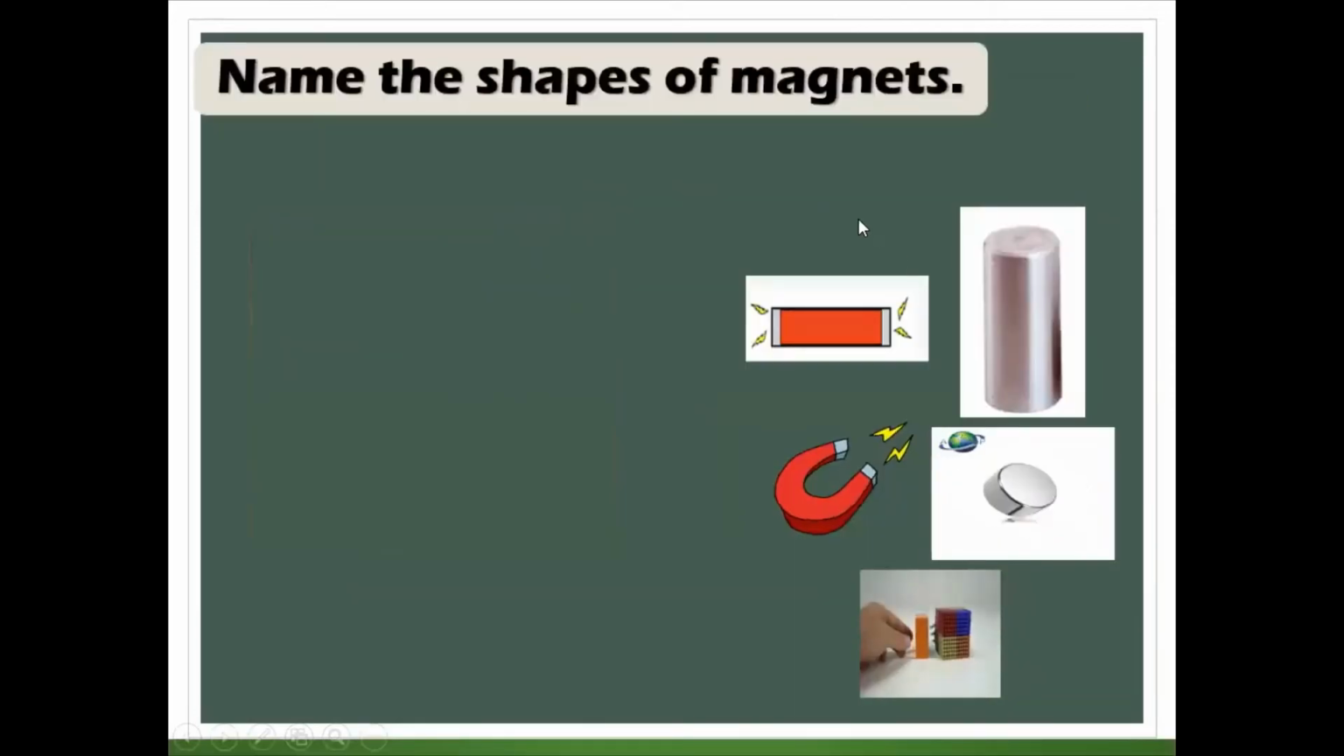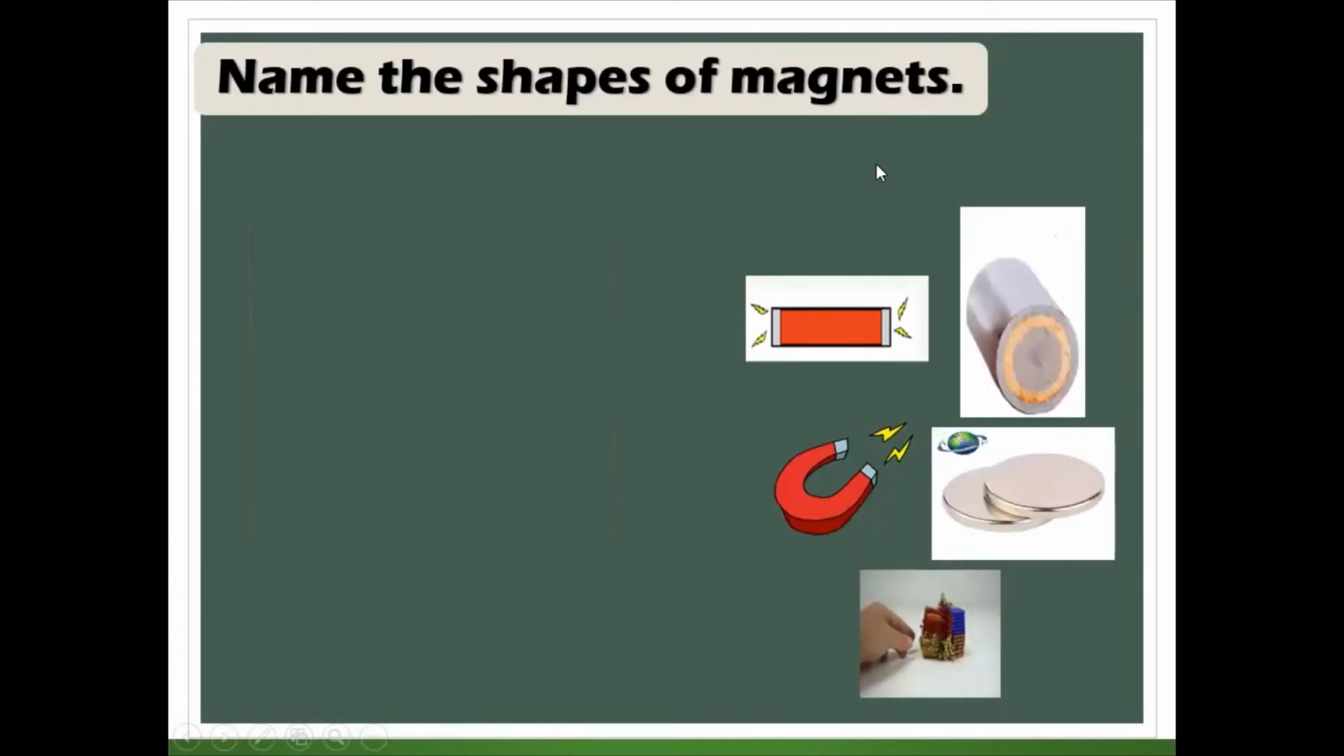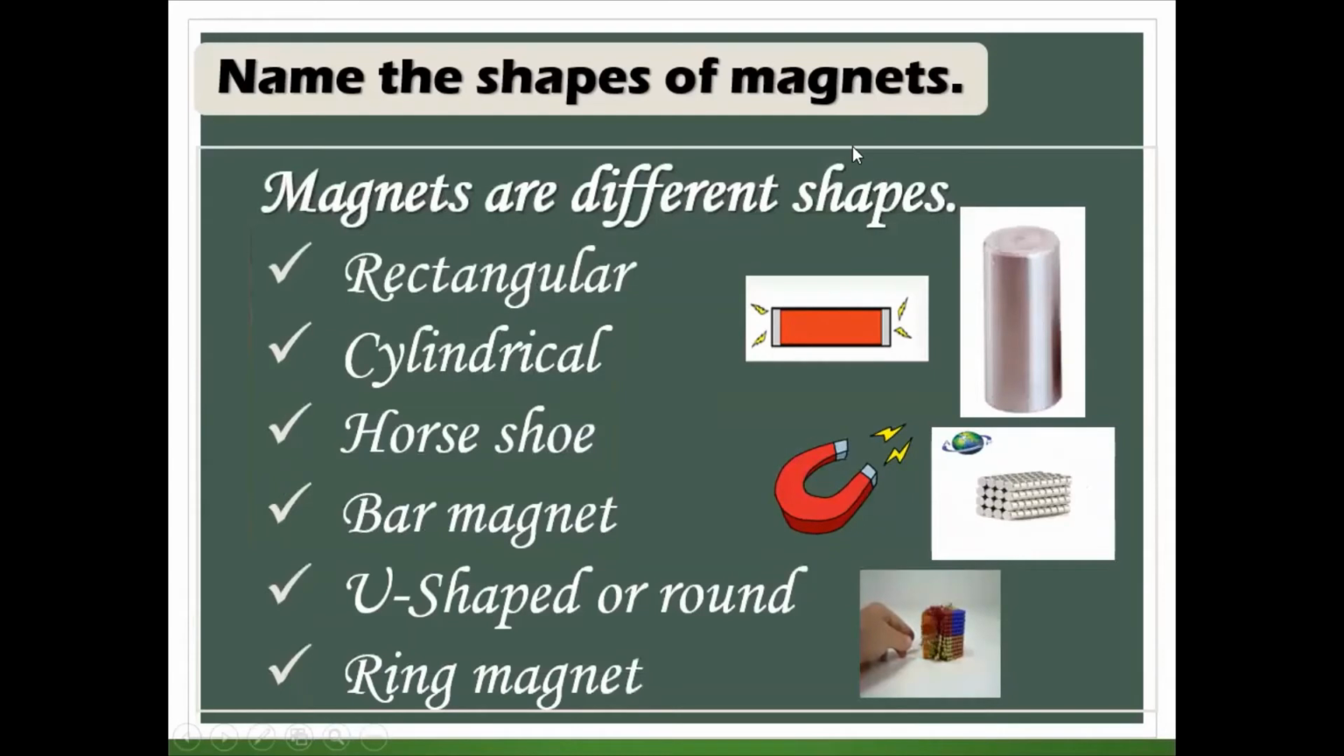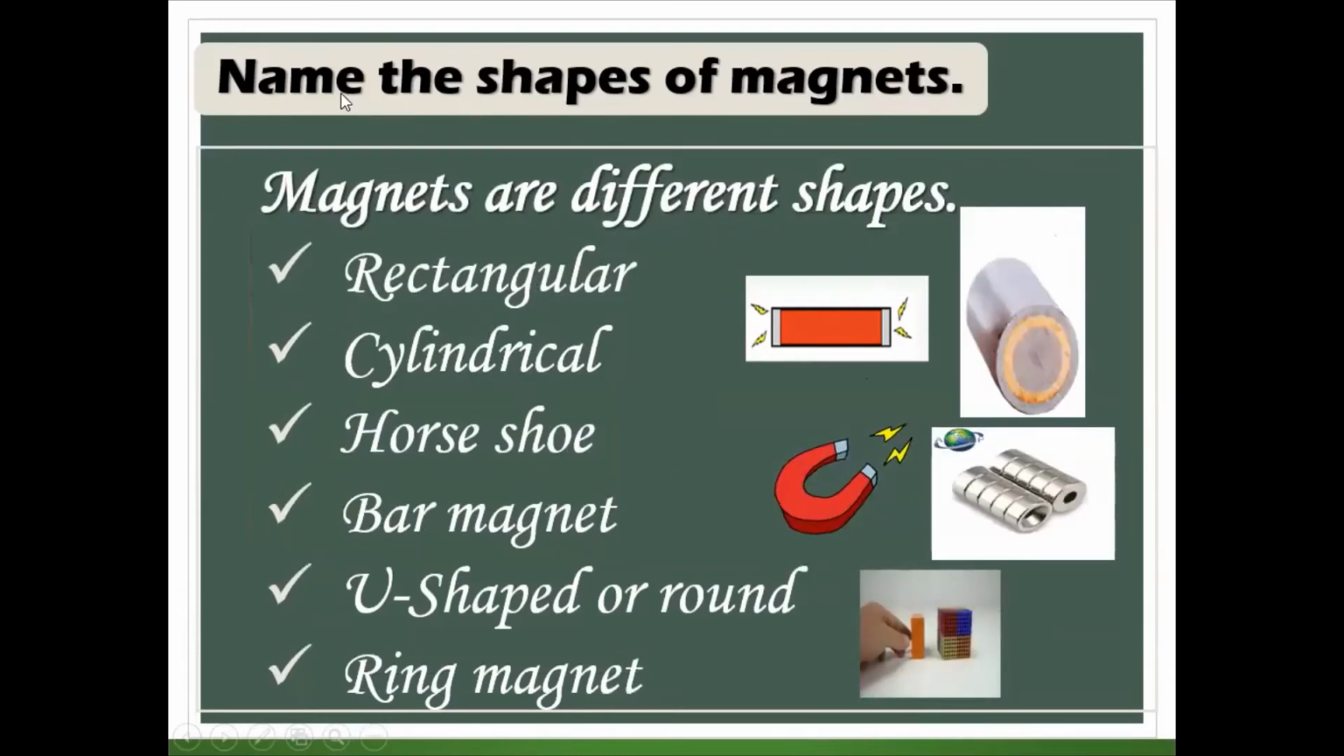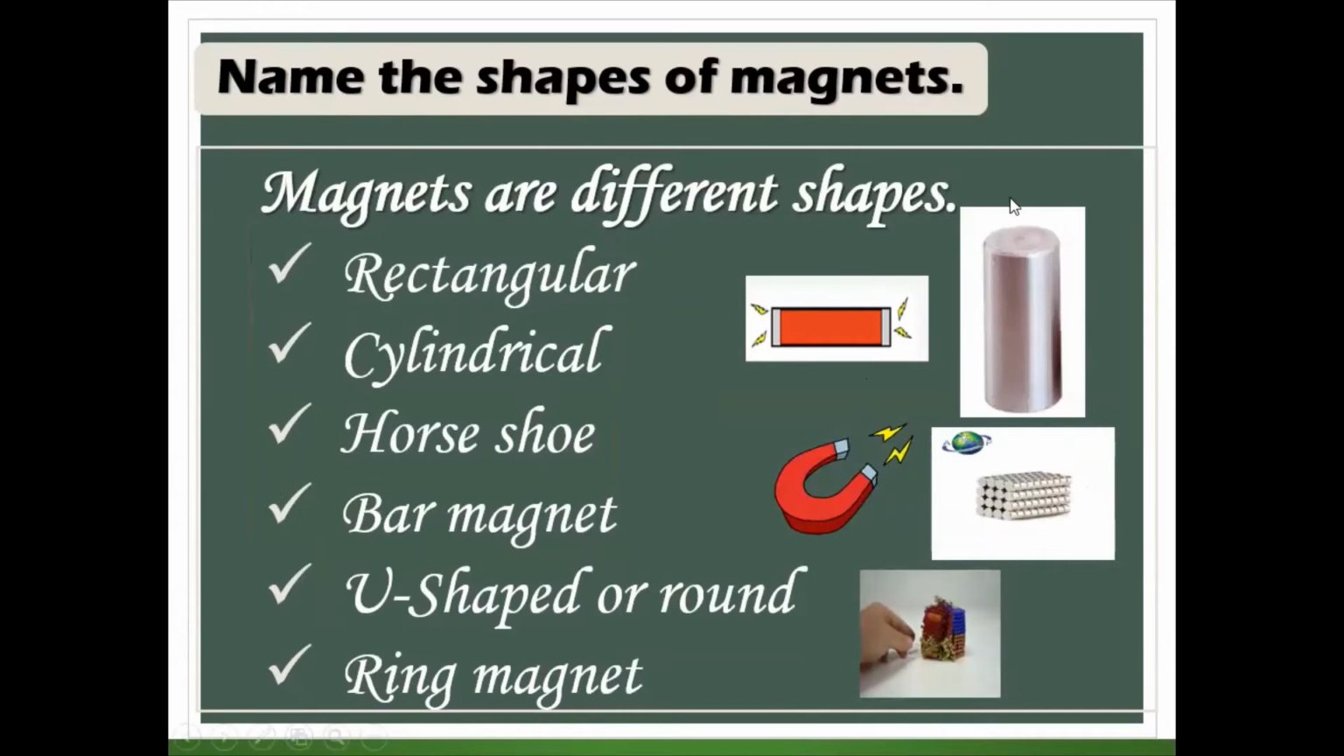Now we are moving on to the names of the shapes of magnets. It was your book work, question number 5. Name the different shapes of magnets you can see and find in your daily life. These are rectangular magnet, cylindrical magnet, horseshoe magnet, bar magnet, U-shaped or round magnets, or ring magnets.